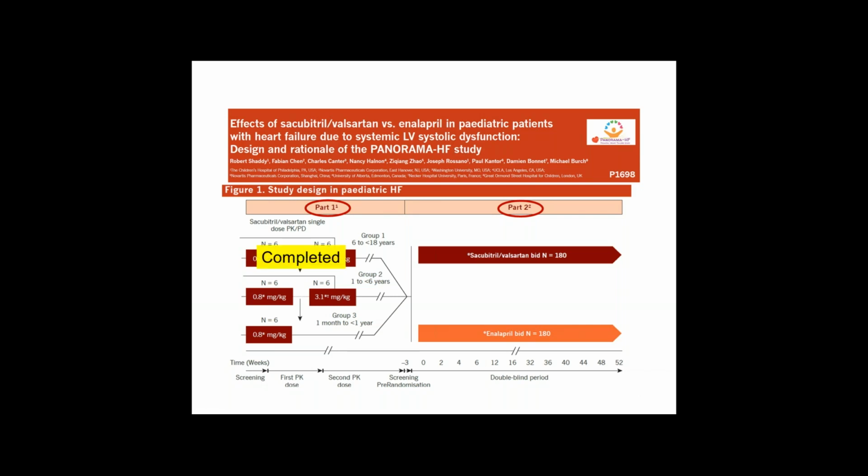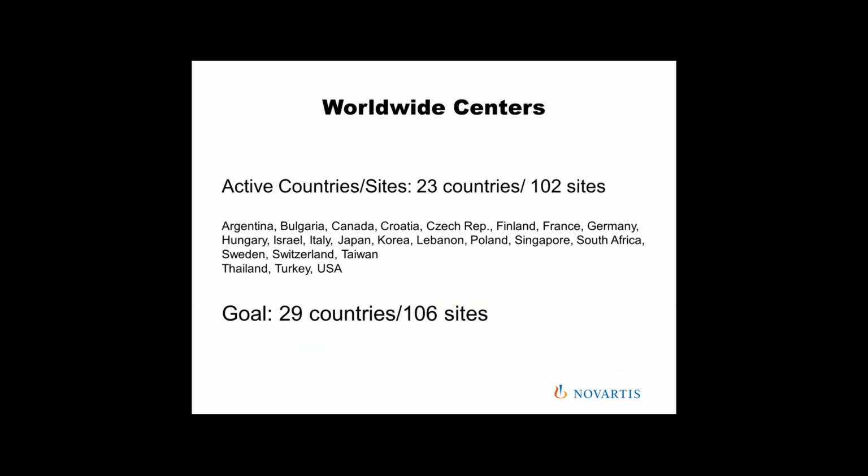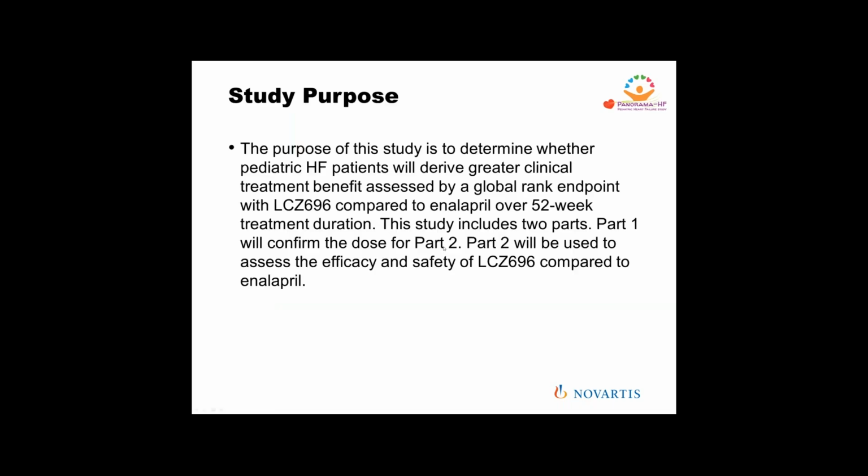So over the last year, we have completed the pharmacokinetic and pharmacodynamic portion and moved into phase 2, part 2, and have 91 patients currently enrolled worldwide in that part of the trial. We then completed the part 1 of the age 1 to 6-year-old, the group 2 age group, and have 23 patients enrolled today in that worldwide. We currently have 23 countries with 102 sites around the world, and our goal is to get to 29 countries and initially 106 sites, but we're actually going to end up, if we're successful, with more than 106 sites to enroll these 360 patients.